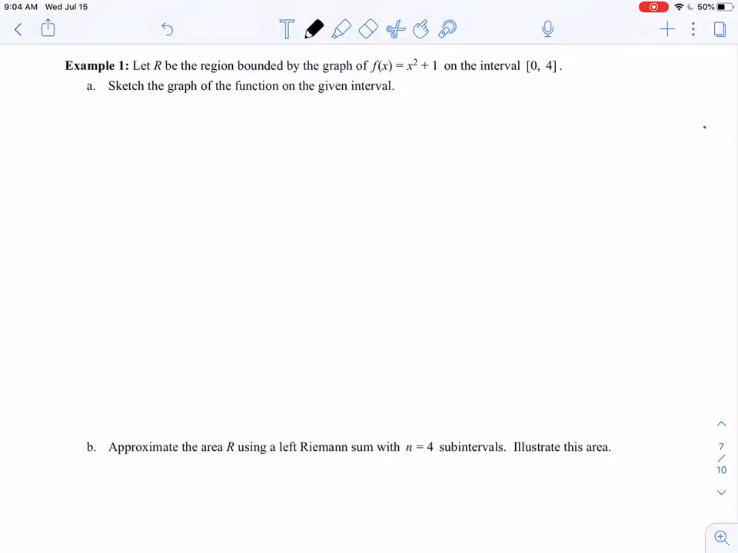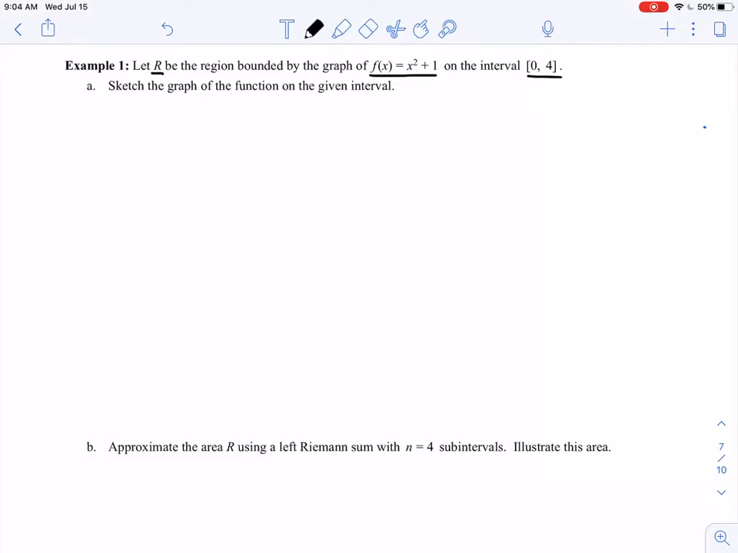So we're going to look at an example in this video of an actual Riemann sum approximation. Let R be the region bounded by the graph of f of x equals x squared plus 1 on the interval 0 to 4.